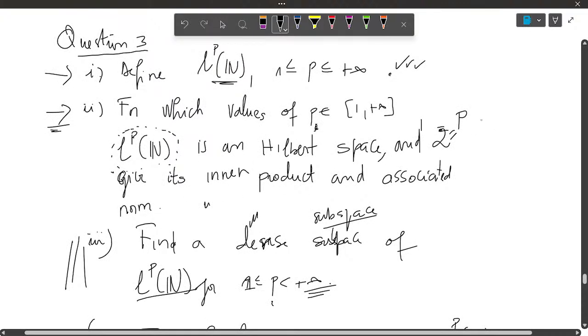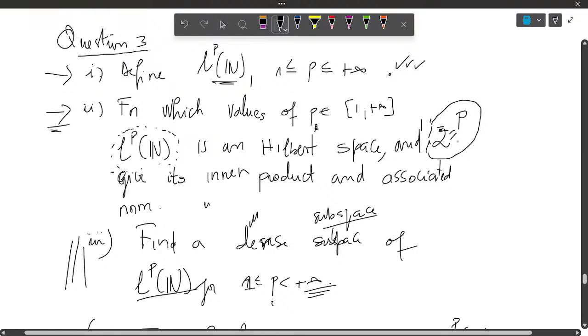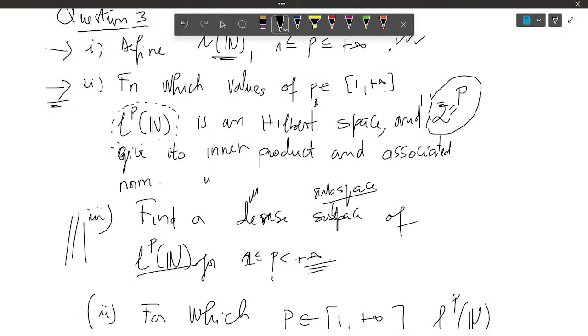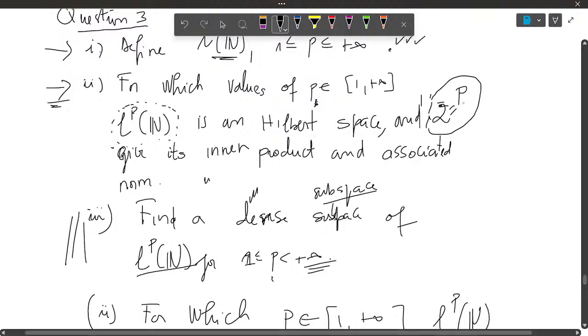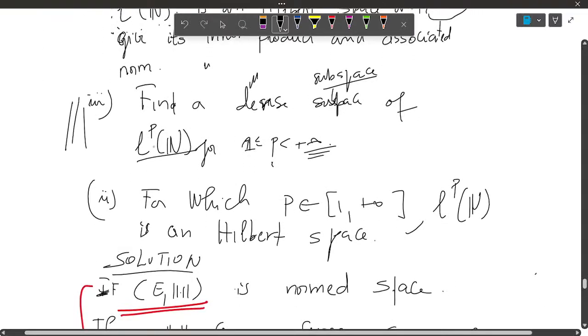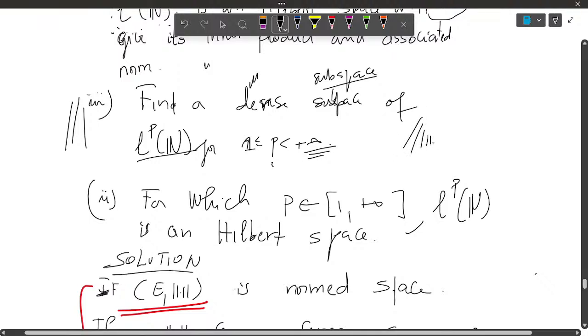I mentioned in the video that I made before that this is the case when p is equal to 2. But here, I'm going to go back to that result to see clearly why only when p equals 2 we have that this is a Hilbert space. Then I'm going to explain the third part, where you will find a dense subspace of this. It's even for this third part that I'm making this video, because my friend wants me to explain it clearly.